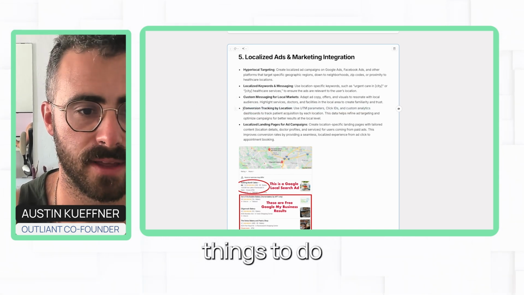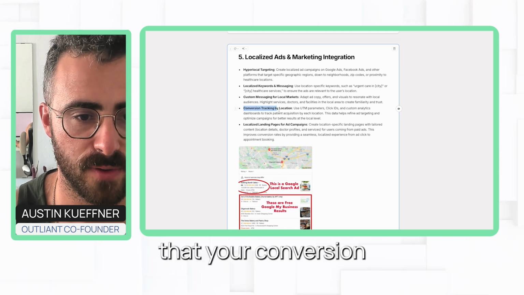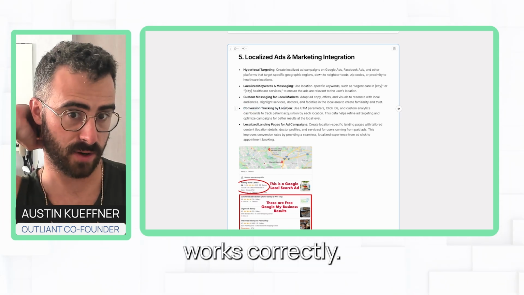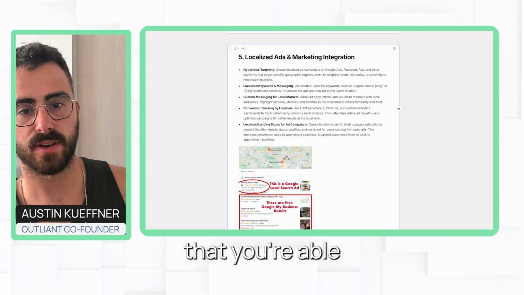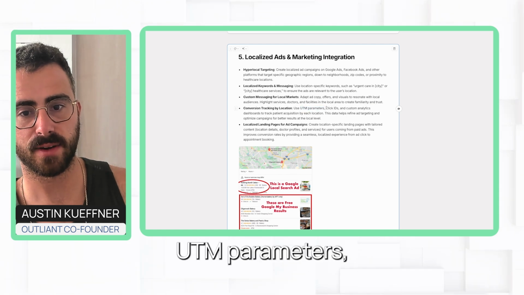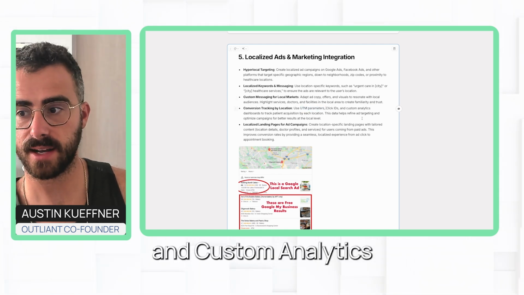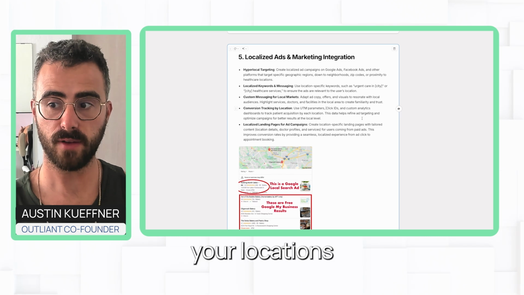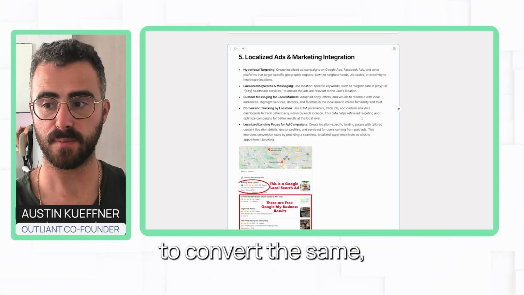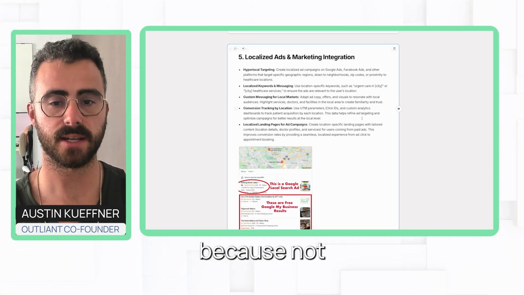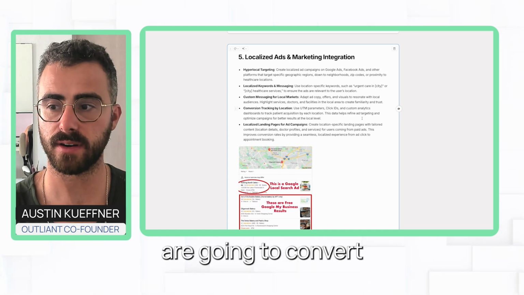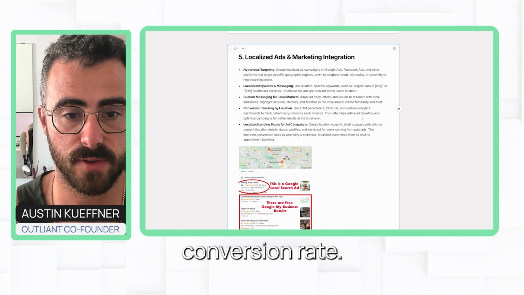One of the most important things to do is make sure that your conversion tracking by location works correctly. So making sure that you're able to use UTM parameters, click ID, and custom analytics, because not all of your locations are going to convert the same. Not all of your locations are going to convert at the same conversion rate.